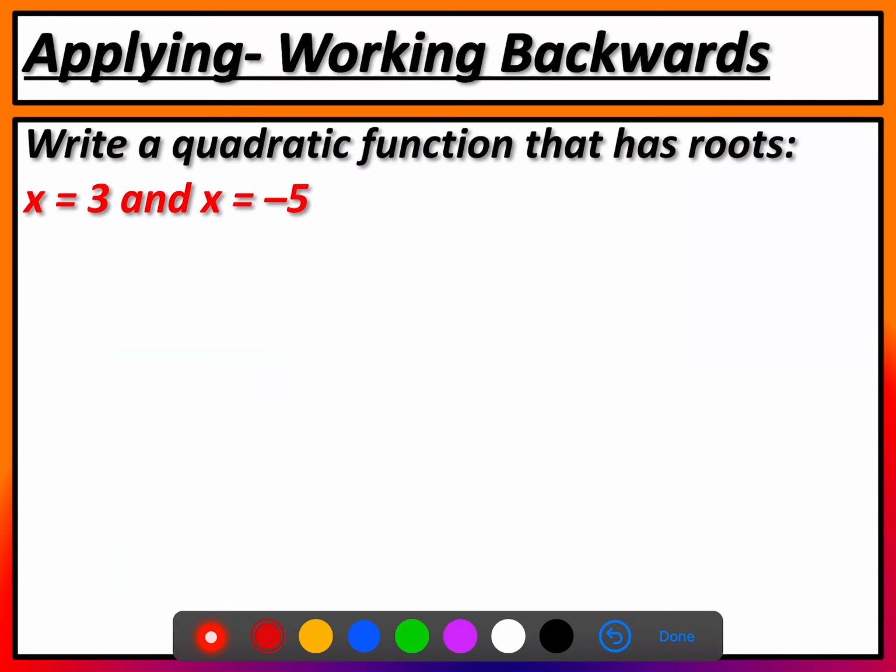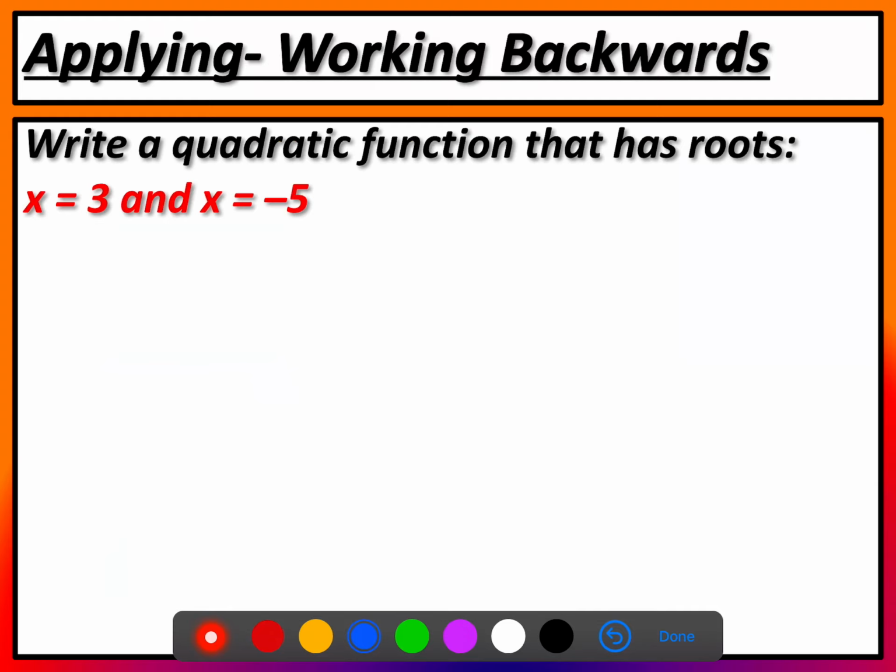All right, the last type of example we want to look at is working backwards. So this means that you are provided with the roots and you want to determine what function this came from. Okay, now we're not just going to do a guess and check here. We're actually going to use algebra to solve. So think of the process of solve by factoring in reverse.